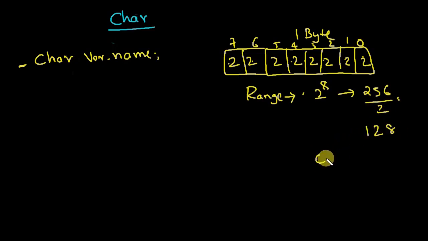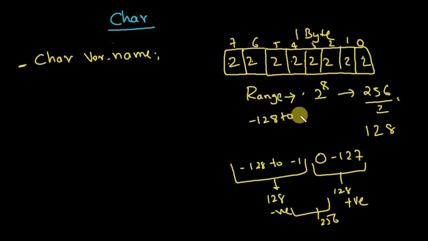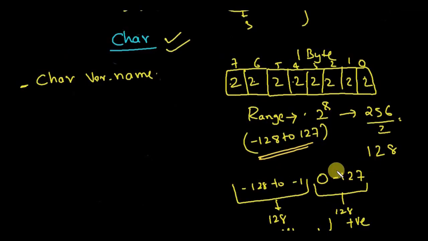So your range is 0 to 127 and minus 1 to minus 128. So this is our range. Here are 128 values, positive values. Here are negative values. Total will be 256. So our range is minus 128 to plus 127. This is how we got the range. In a signed system we got this range, right?